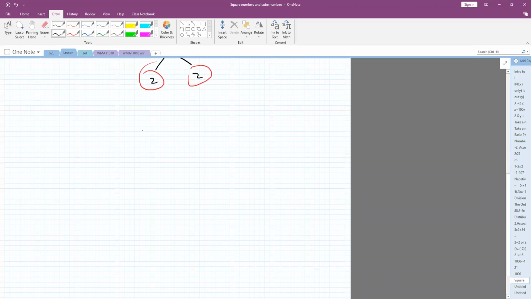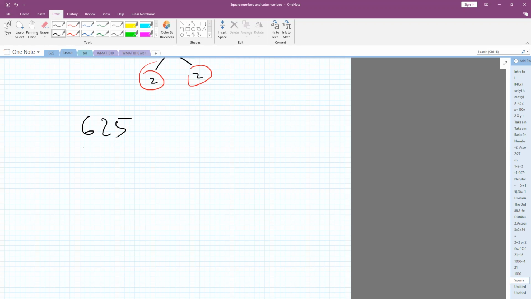Now let's do one more. What about 625? It can't be divided by 2. How did you know? There's an odd number at the end. Okay, so this is an odd number, yes.